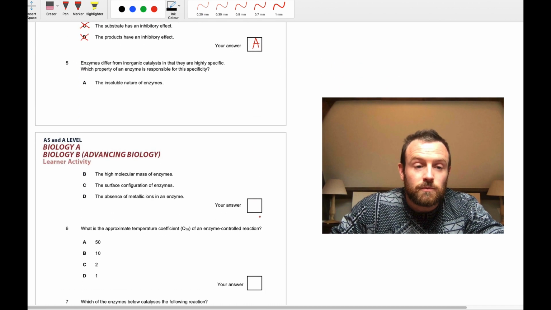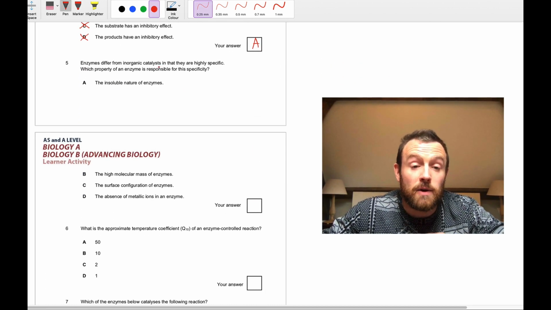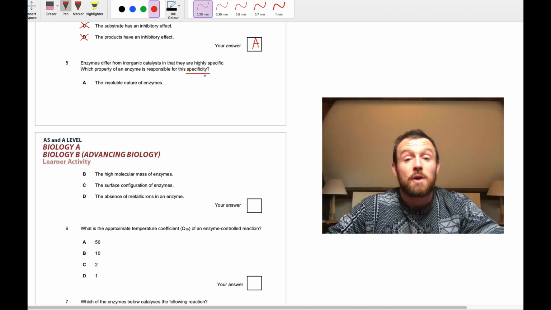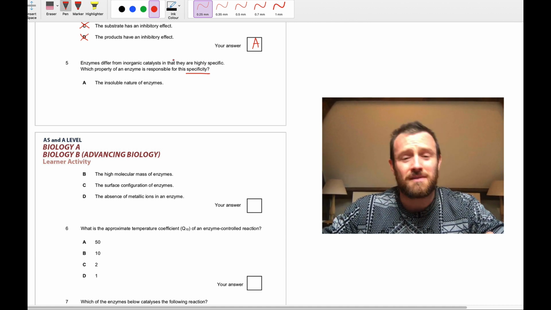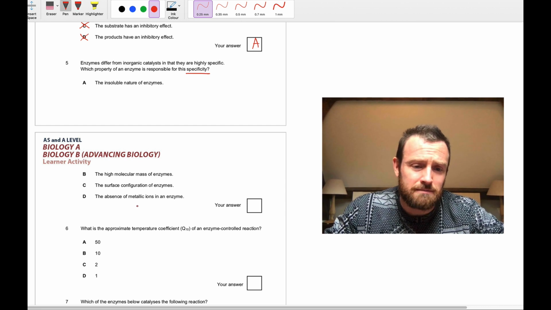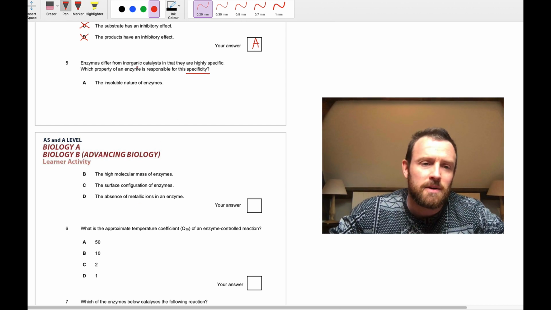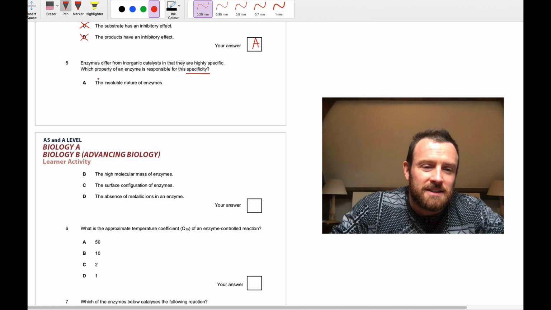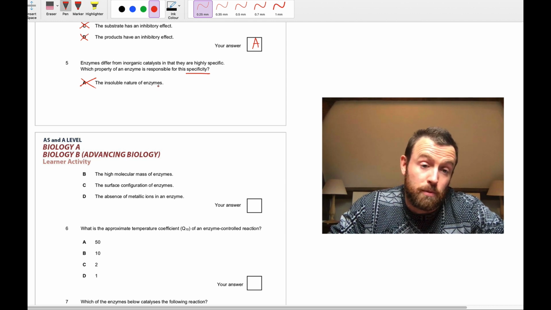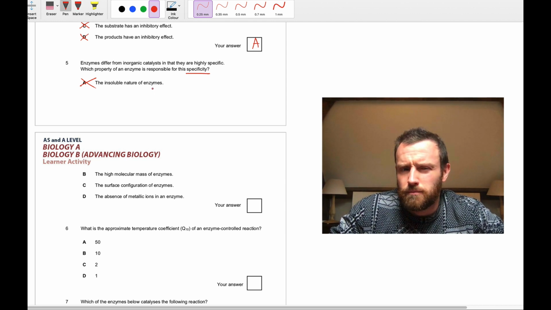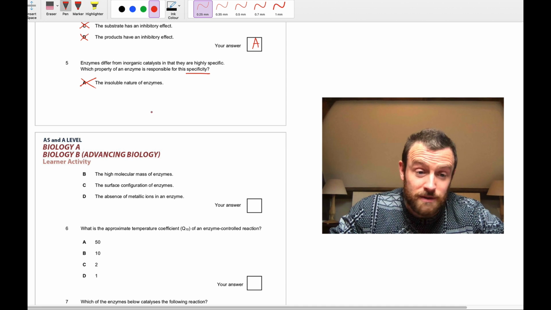Question 5. Enzymes differ from inorganic catalysts in that they are highly specific. Which property of an enzyme is responsible for this specificity? Well, probably straight away you think, right, it's going to be the 3D shape. So this is a bit of a language question. Which one of these things means the 3D shape? And it's not to do with the fact that they're insoluble. In fact, that's not even true. Enzymes are soluble proteins. They're globular proteins. I think all of them I can think of are globular proteins.